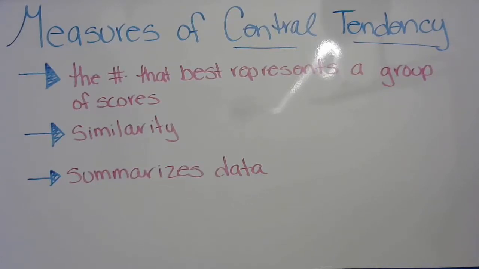Hello. So today we are going to talk about the measures of central tendency. Central tendency tells us a few things. It tells us the number that best represents a group of scores, or the average score of a group of scores. It also tells us about similarity between scores. It tells us how each score is similar to each other. And it also summarizes the data. It puts the data into one group of scores using the mean, median, or mode.